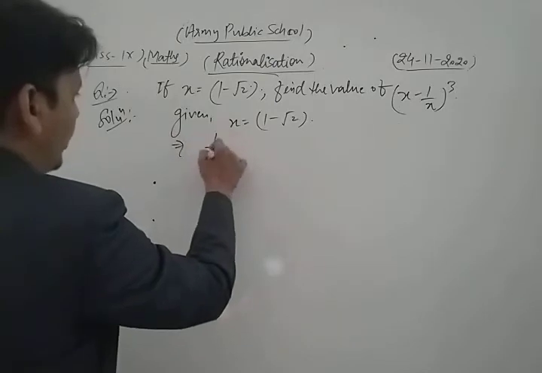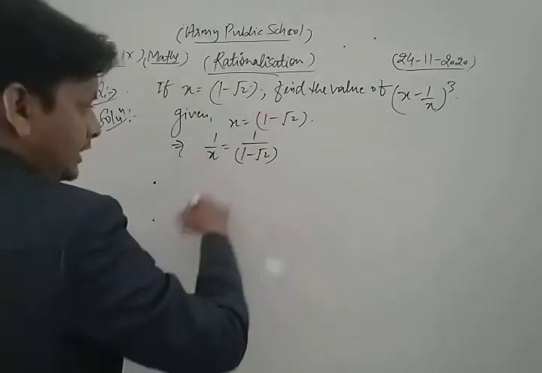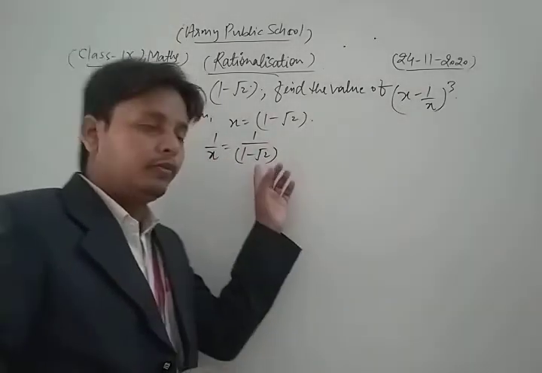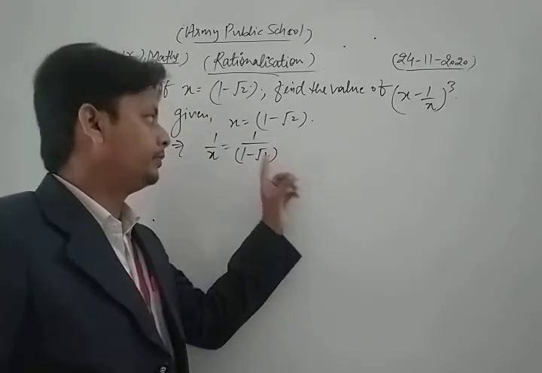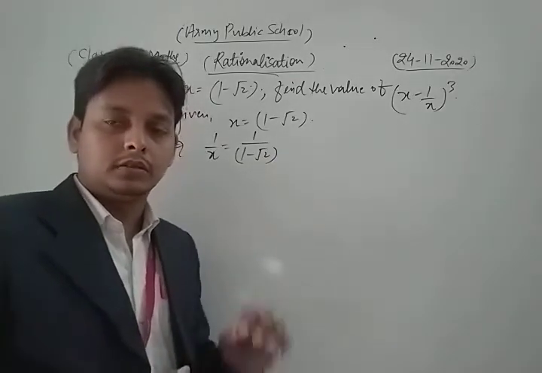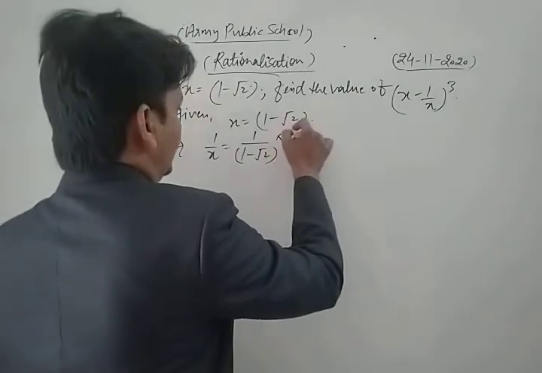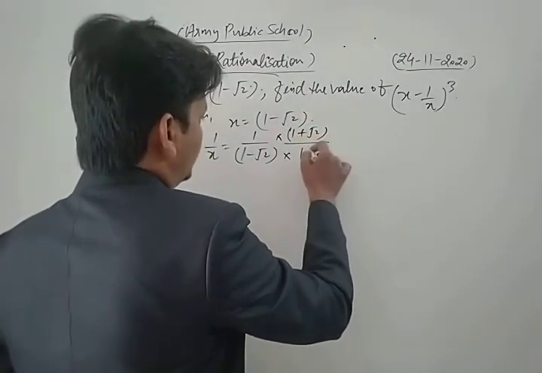Okay, so let's see. This is the value of x. Thus the value of 1 upon x is what? Let's see. 1 upon 1 minus root 2. We can write in this way. Okay. Now what we do, dear student, here? Now we rationalize the denominator. So we must multiply both the numerator and denominator by the conjugate of its denominator. So we write 1 plus root 2 and 1 plus root 2.